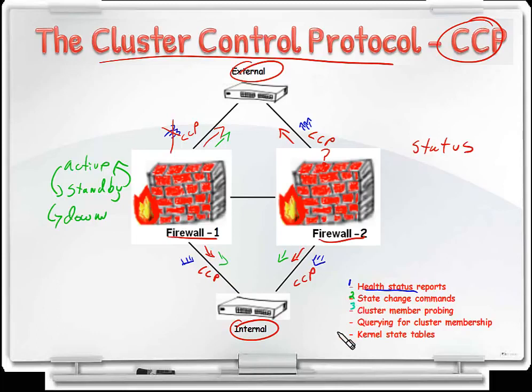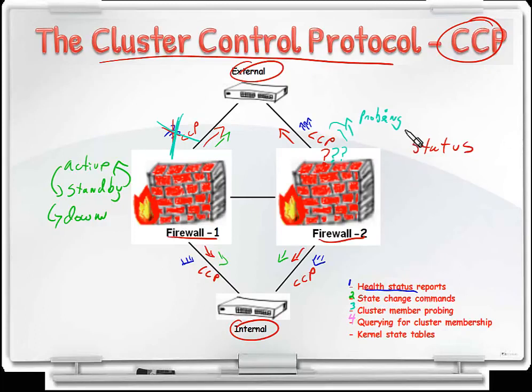Third, cluster member probing. Cluster member probing is where the members will probe to see if the other members are still part of the cluster. For example, let's say one of the firewalls fails to send health status reports, and so the member will not receive any of these packets. And so it sends probing requests to elicit a response to see if that member either is still up or if that interface went down. Depending on the outcome of the probing, it will then make a determination on what course of action to take.